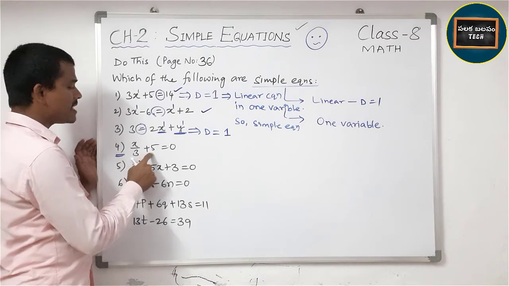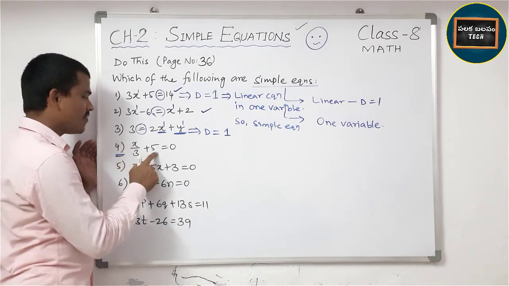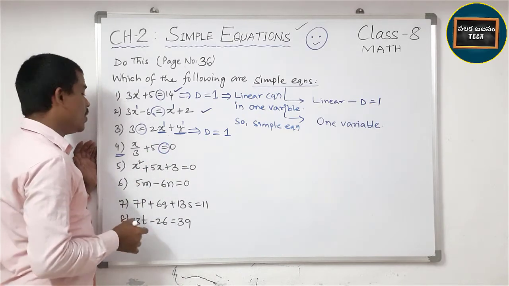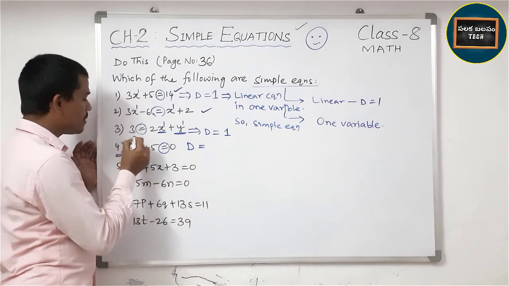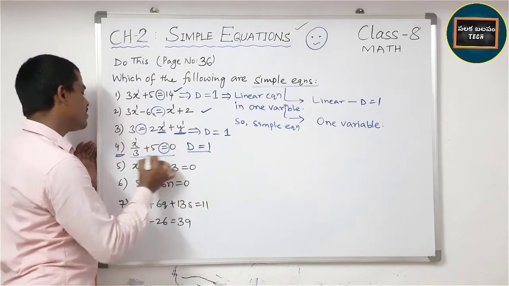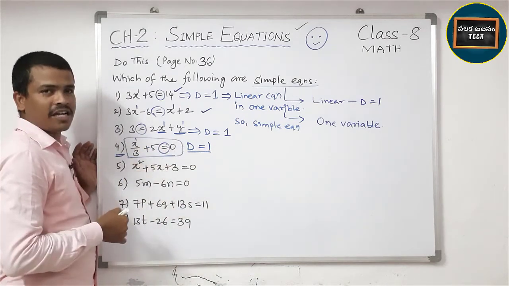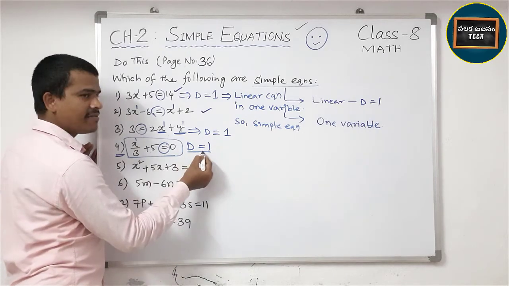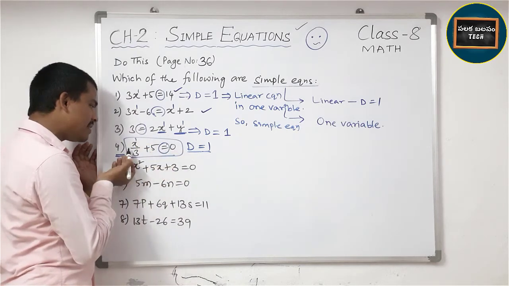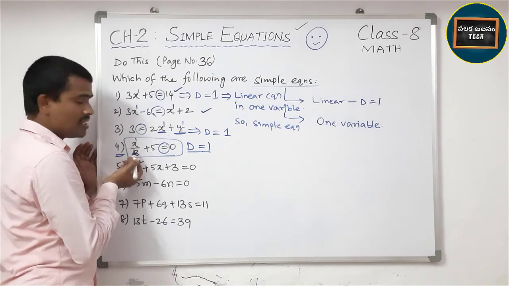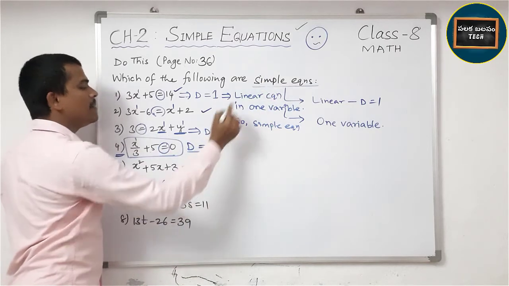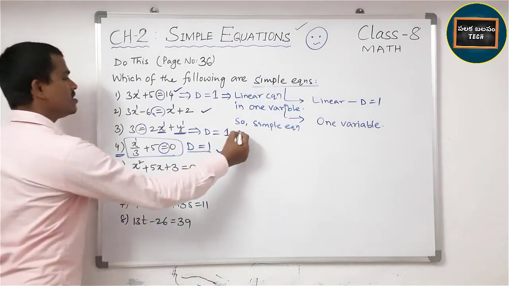Okay. Next, let us see the fourth question. x by 3 plus 5 equal to 0. Is it an equation? Yes, it is an equation only. Now, what is the degree? Degree is the highest power of the variable. The variable is x, the power is 1. So the degree is 1. So which type of equation? Linear equation, because the degree of this equation is 1. In this linear equation, how many variables are there? Only one variable, that is x. So it is a linear equation in one variable. Hence this is called a simple equation.